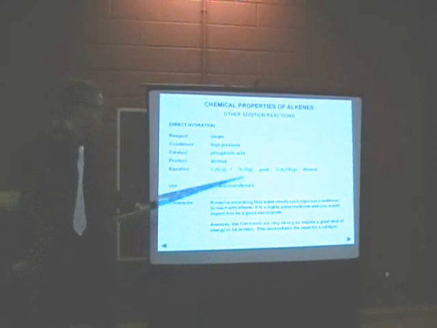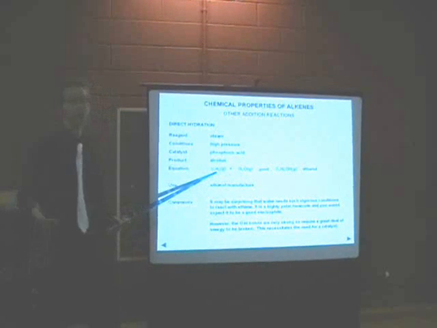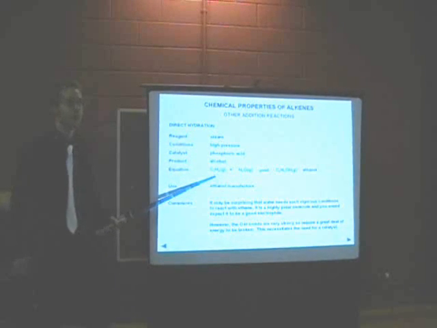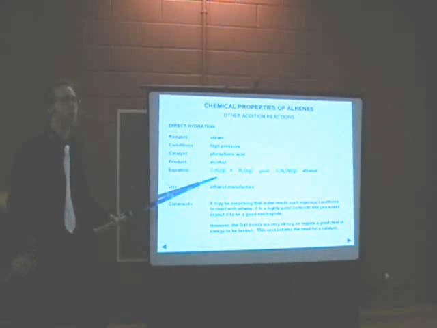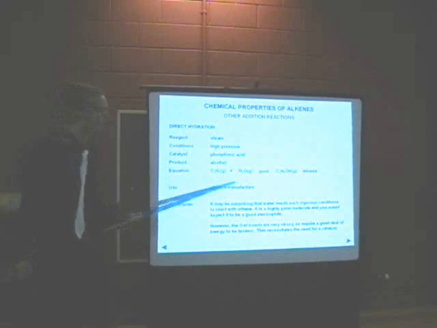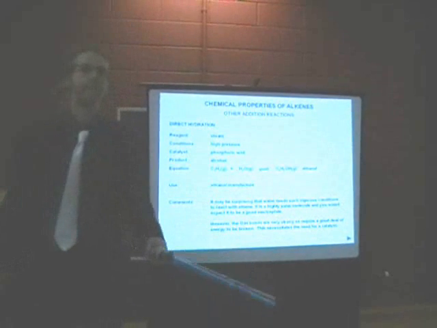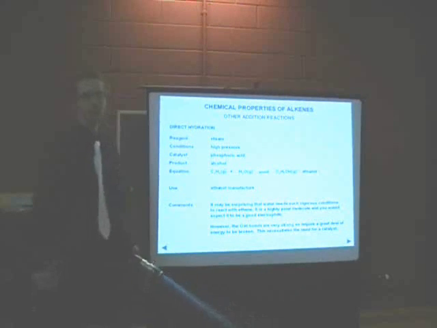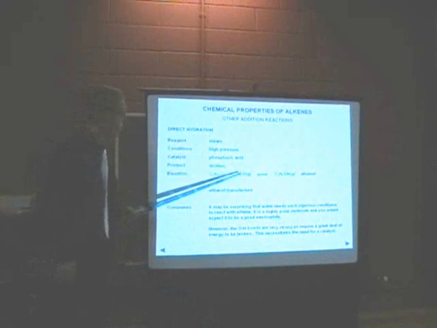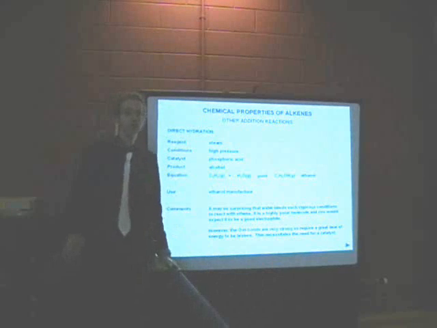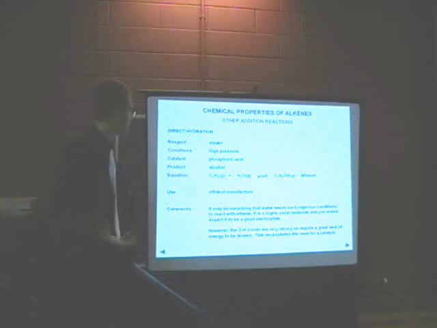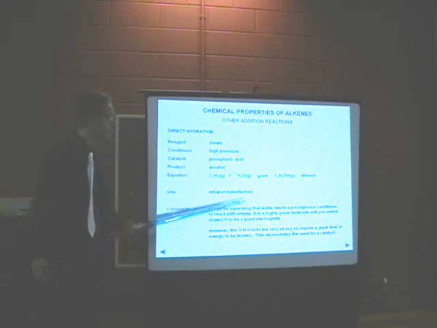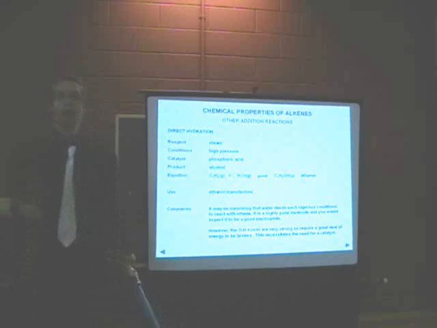You can react water with it. We can't react water with it. You can react steam with it. Nice and quiet, please. And you can form ethanol. Steam can be added to ethene to make ethanol. This is a high pressure, high temperature environment, phosphoric acid catalyst, and you get that. And that is one way of making ethanol.